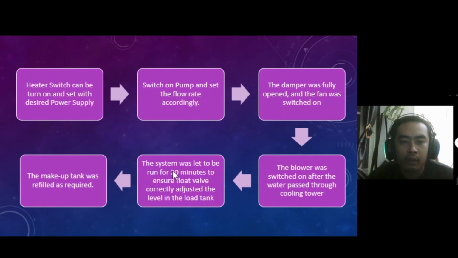Then let the system run for 20 minutes to ensure the fluid valve has been correctly adjusted. Then for the add-ons, we have to ensure the makeup tank has sufficient ionized water. If not, we can refill the makeup tank with more ionized water.